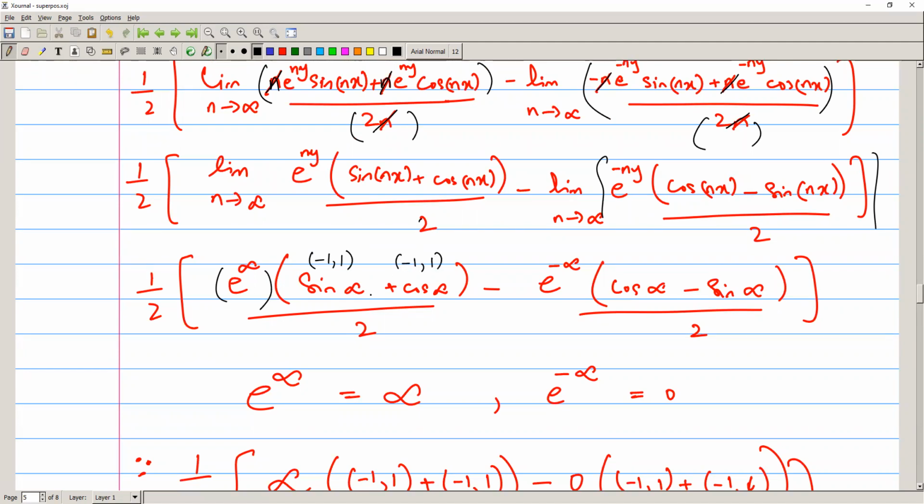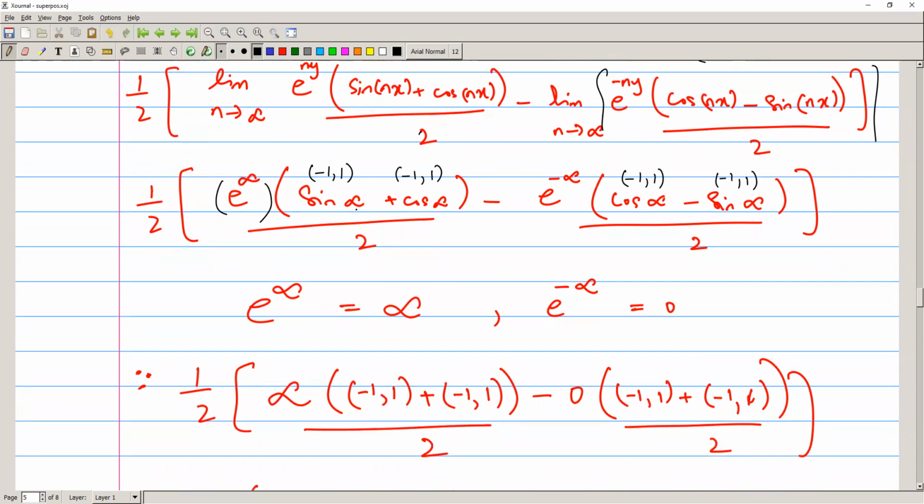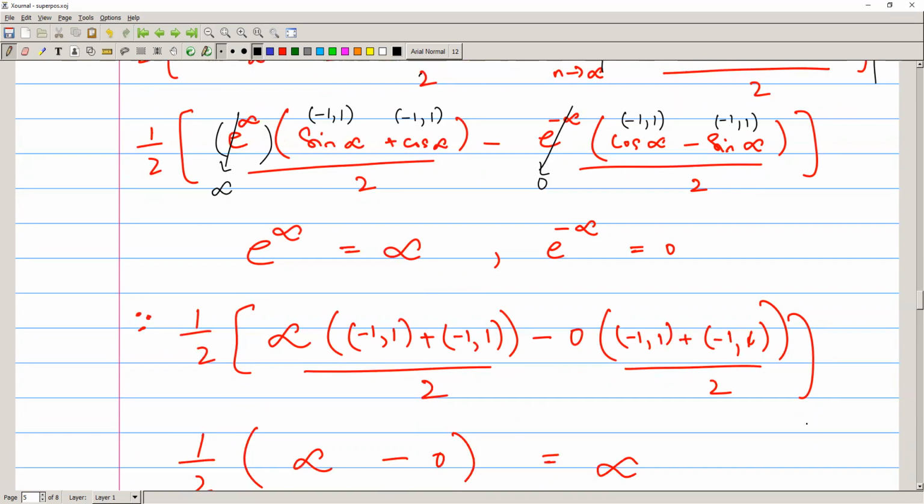Whatever value we give to the angle, we will always get a value between -1 and 1 for both cases, that is sine and cosine, right? And similarly here it will also be the same. So now we can see that e to the power infinity is actually infinity, and e to the power -infinity is 0, right?